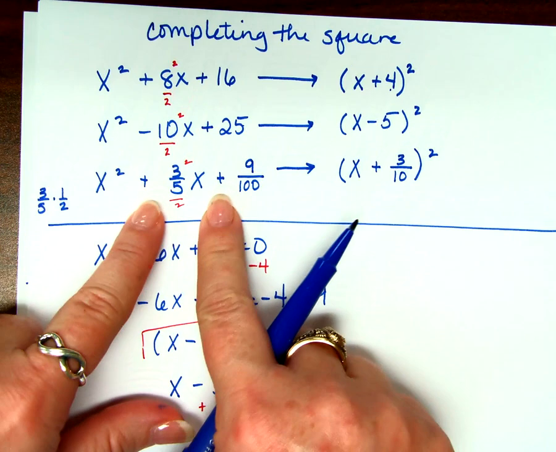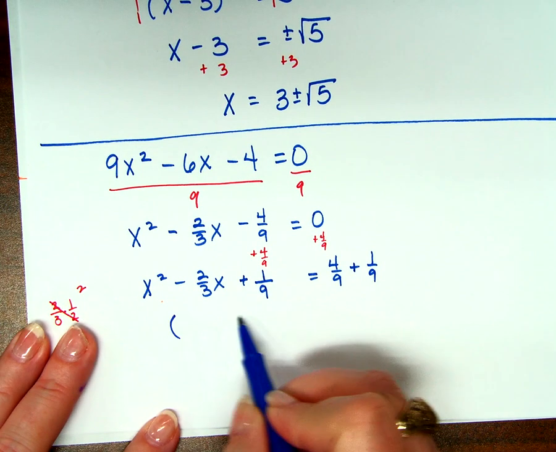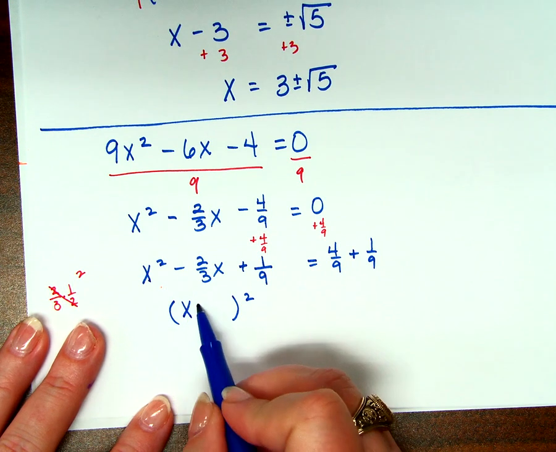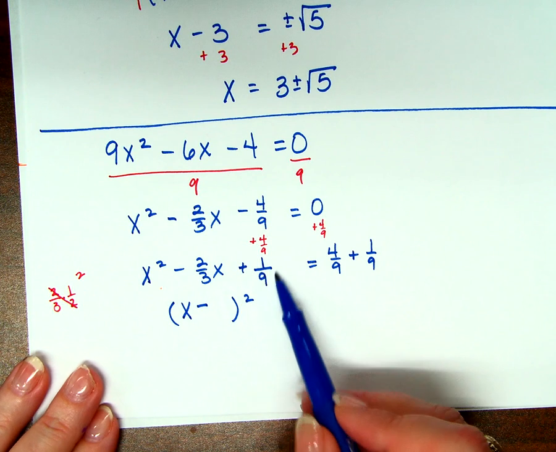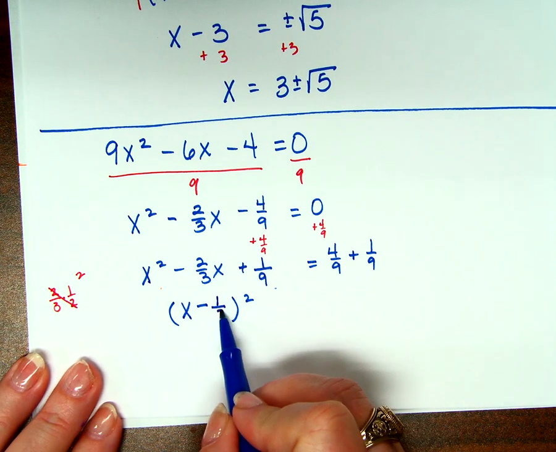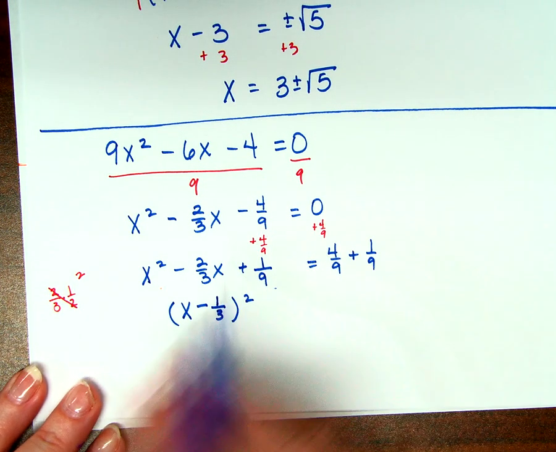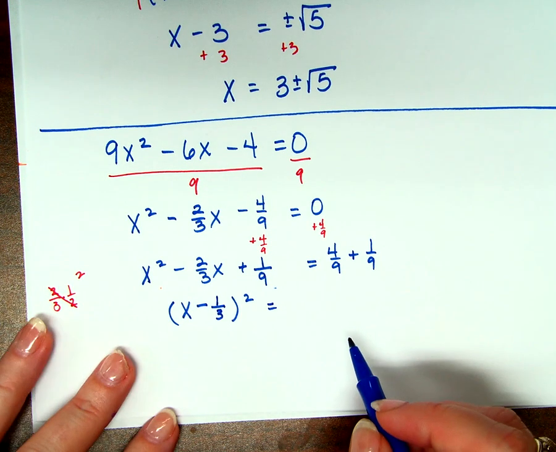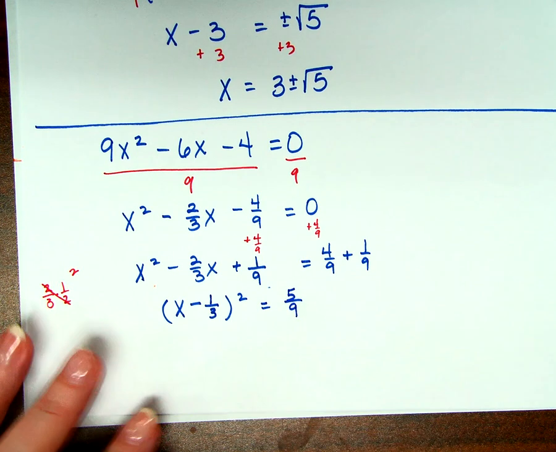Where do I go for my trinomial? Yeah, to your binomial, right? What's the binomial of this one? X minus, because that's the sign of the middle term, right? I can either take half of this or the square root of this. So 1/3. Square root of 1 is 1. Square root of 9 is 3. Equals what? 4/9 plus 1/9? Perfect. 5/9.